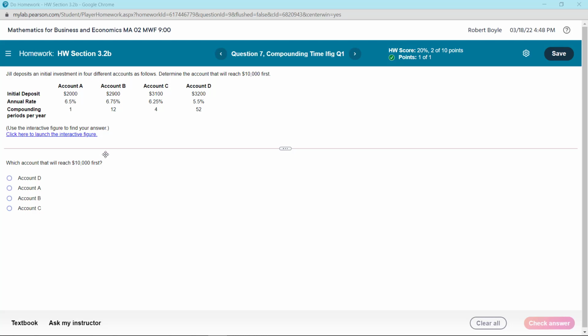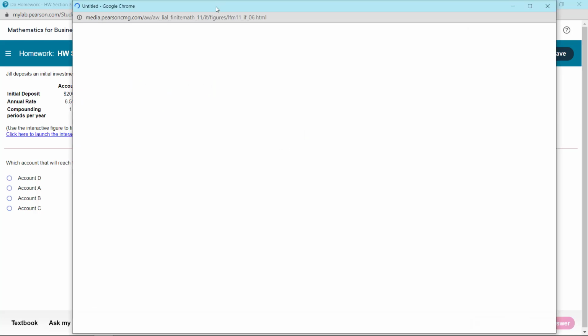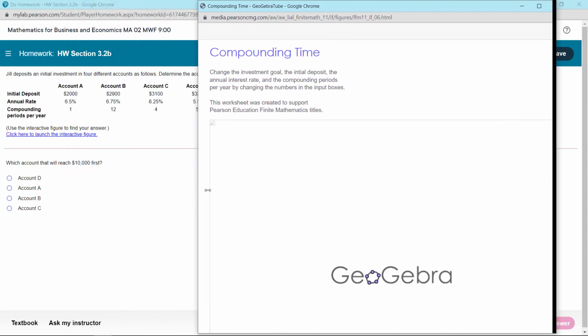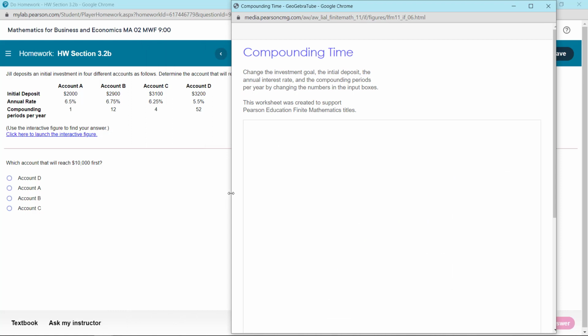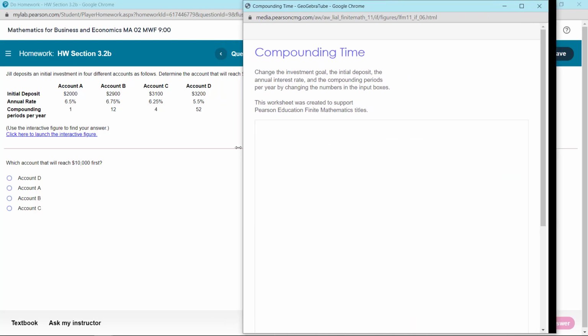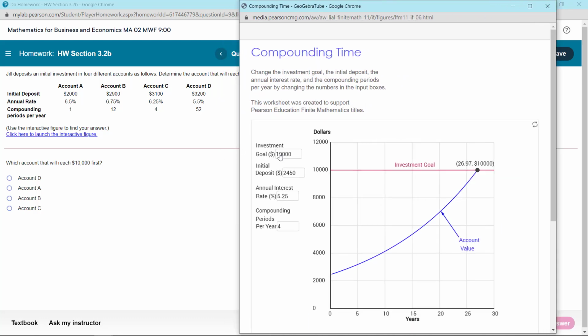Now to do this, we want to use the interactive figure. That's this thing right here. So we're going to click on that. And this is our interactive figure as soon as it finishes deciding to load. Okay, so notice that we have an investment goal. We want to know which one reaches $10,000 first. That's our investment goal. There it is.